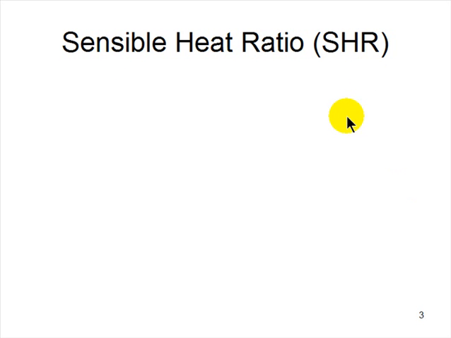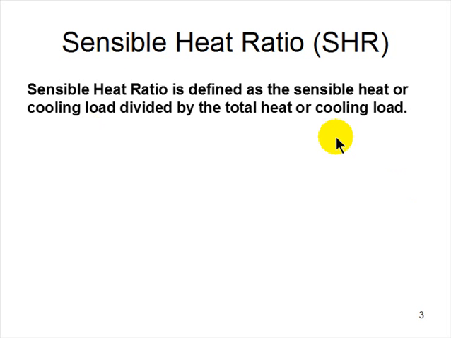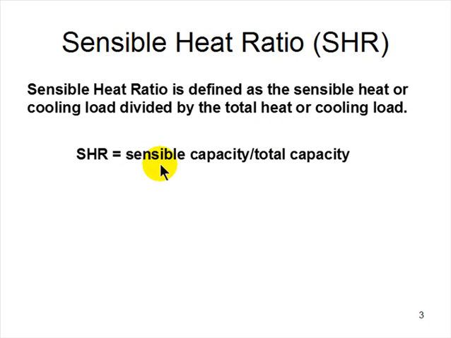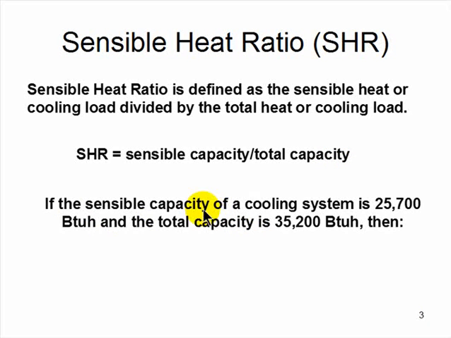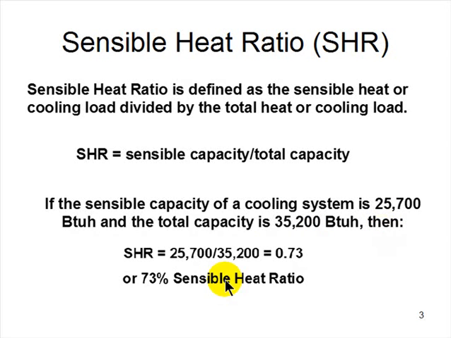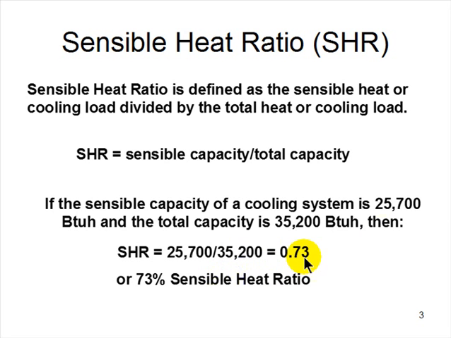Okay. Sensible heat ratio. What the heck is that? We use this sensible heat ratio in cooling, mostly. The sensible heat ratio is the ratio of, let me show you the math, the sensible capacity divided by the total capacity of the cooling system. So, if the sensible capacity of a cooling system is 25,700 BTUs, and the total capacity is 35,200, then my sensible heat ratio is 73%.